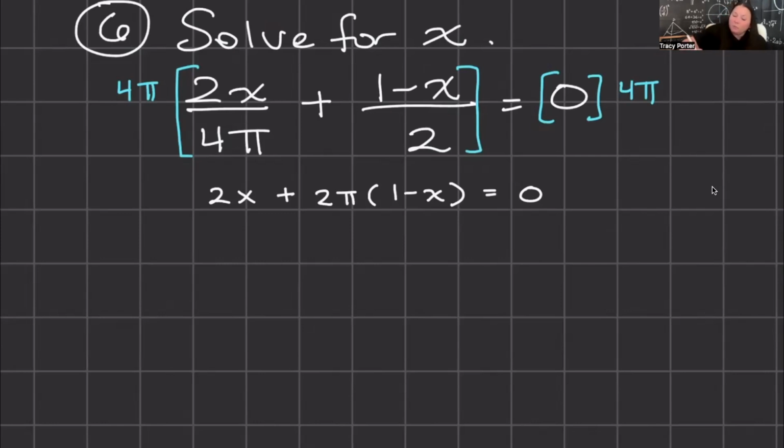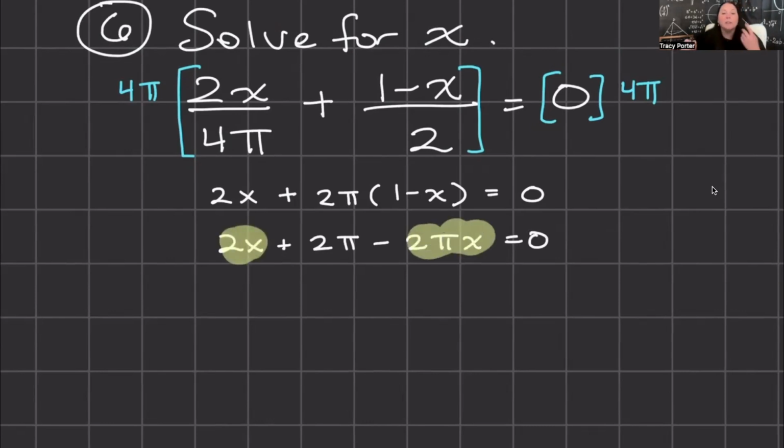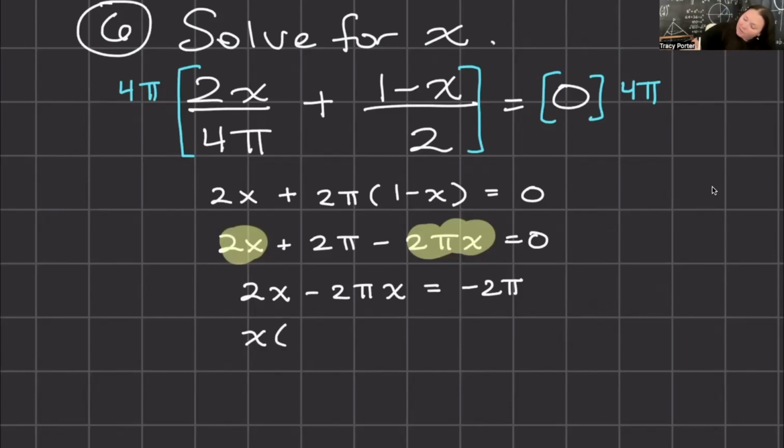Now, we're solving this for x. So let's go ahead and distribute the 2 pi. So that way we can see our x terms. Okay, we have 2 of the x terms. So we don't need the 2 pi, so we'll subtract it to the other side. So 2x minus 2 pi x, and then we're going to subtract this 2 pi over here. So factor out your x, and then 2 minus 2 pi.